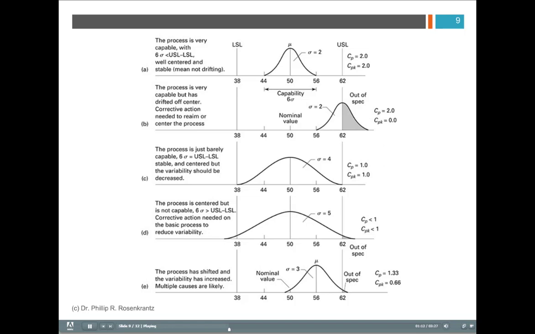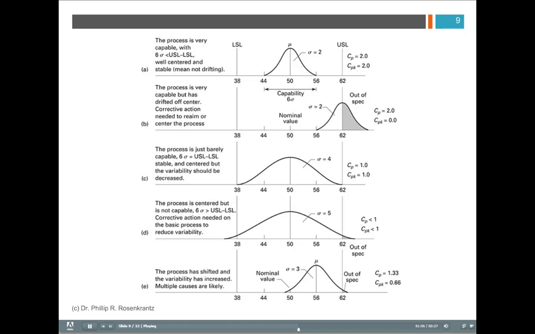Part C, we see a process that has a lot more spread to it, and in this case plus or minus 3 standard deviations covers the entire tolerance zone. So when that happens, we have a CPK of 1 and a CP of 1. Now in this type of situation, you can see that it's really critical that we keep the process centered in the middle of the tolerance zone if we don't want to produce parts that are outside of specifications. The tool or technique that's used very often for this is statistical process control to monitor the process center.